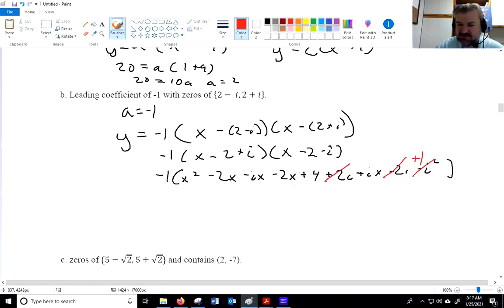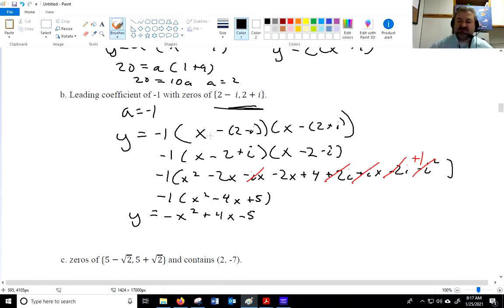Plus 2i minus 2i minus ix plus ix. And now we see that we're left with a negative 1 times x squared minus 4x plus 5. Distributing the negative 1 gives me negative x squared plus 4x minus 5. This is a quadratic equation that has zeros of 2 minus i and 2 plus i. I would really commend you to check that by using the quadratic formula and seeing that that's exactly what you get.